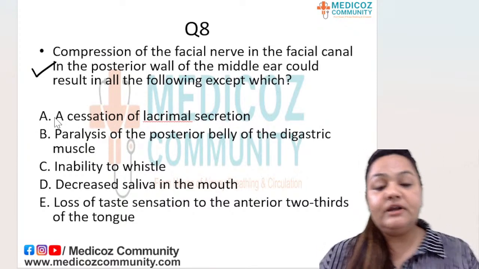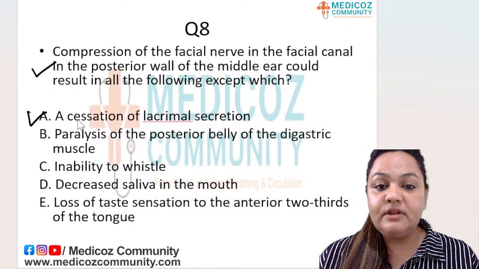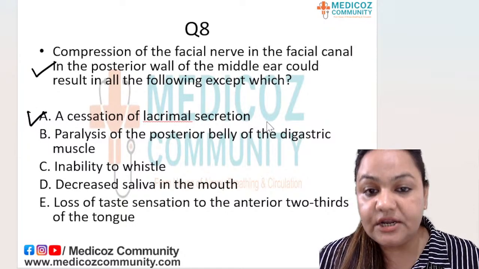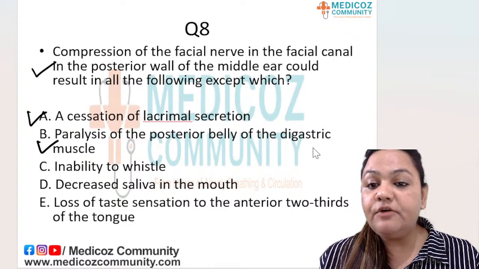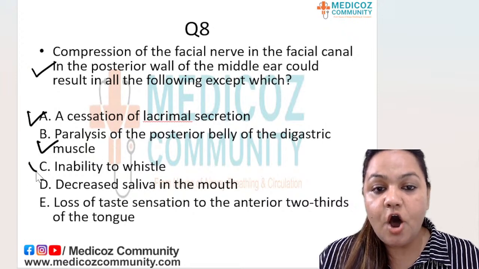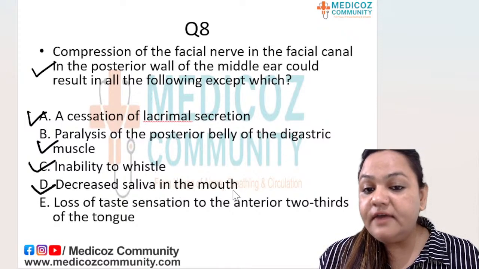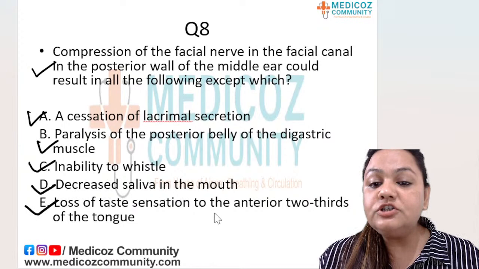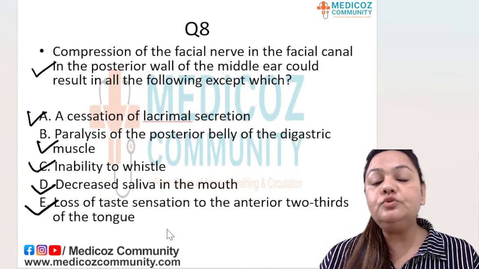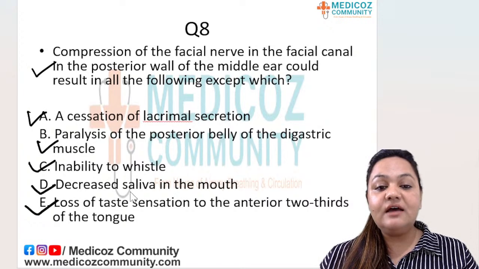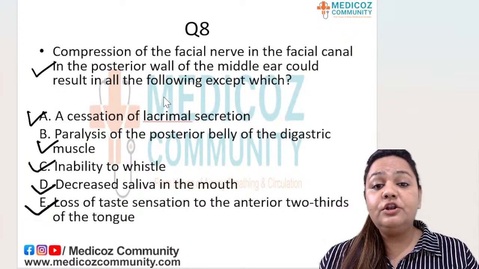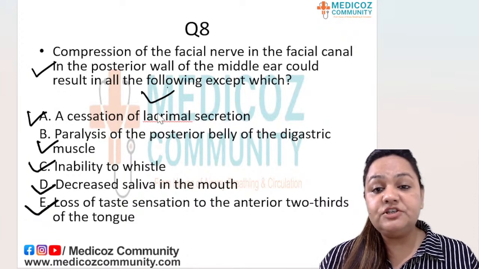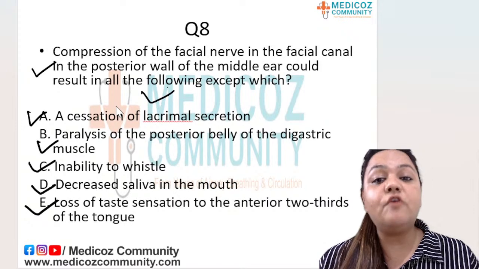So what are our options? Option A, there will be the cessation of lacrimal secretion. Option B, there will be paralysis of the posterior belly of the digastric muscle. Option C is inability to whistle, option D, decreased saliva in the mouth, and option E, loss of taste sensation to the anterior two-thirds of the tongue. Okay, so these are the options here. Now we have to find out which option is not related to the compression of the facial nerve in the facial canal in the posterior wall of the middle ear.